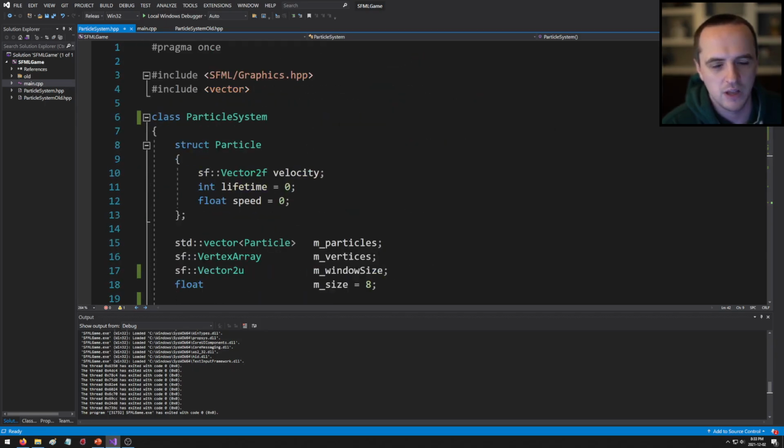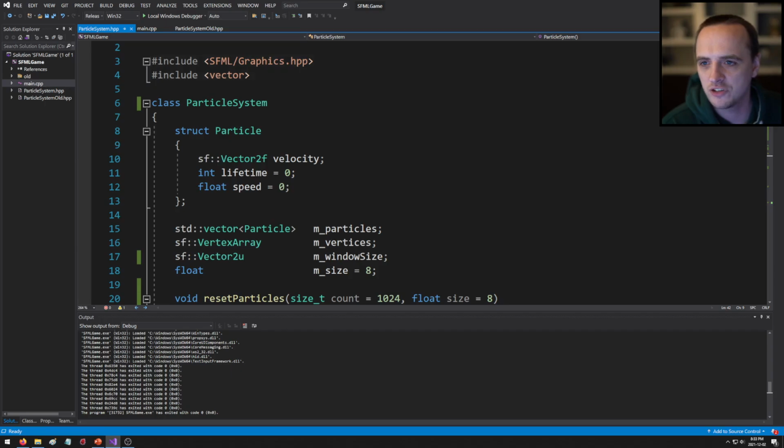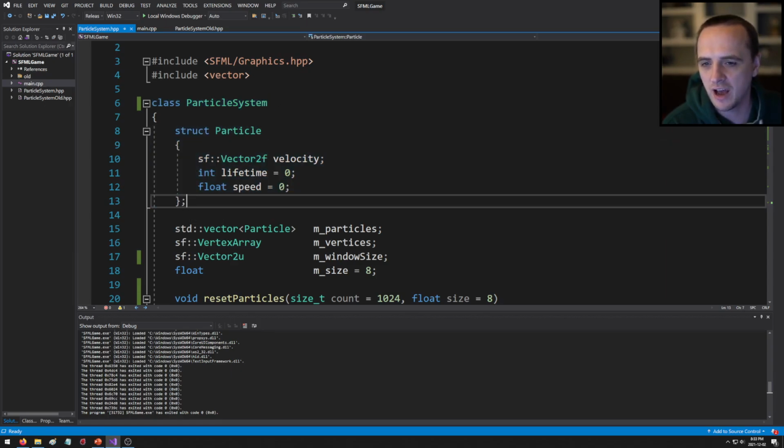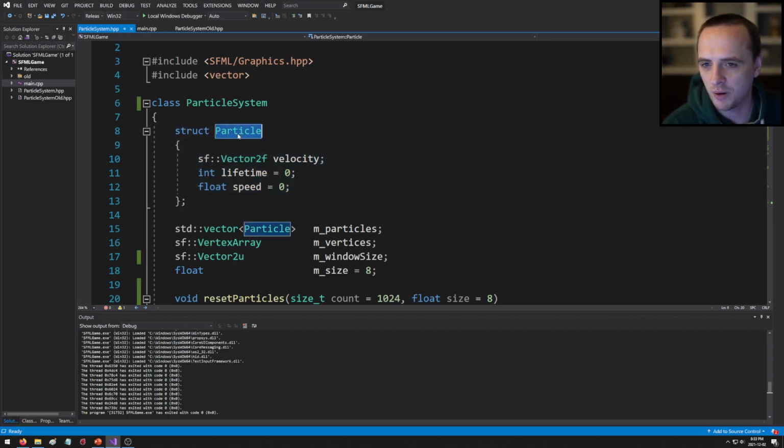Let's go into the particle system code and see what we have in this class. The class is really simple. I'm just including vector so I can store a bunch of particle data, and I'm including SFML graphics so that I can use sf::Vector2f and stuff like that. So here's my class ParticleSystem, and inside I've got some particle data.